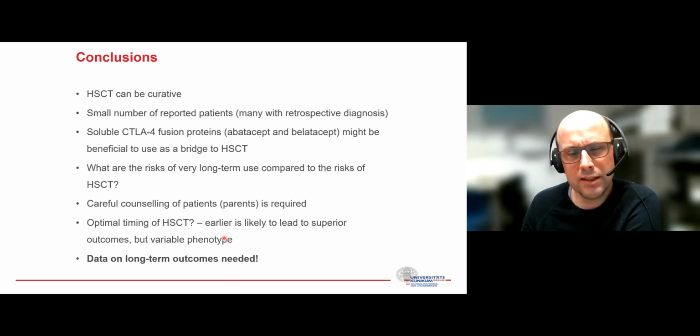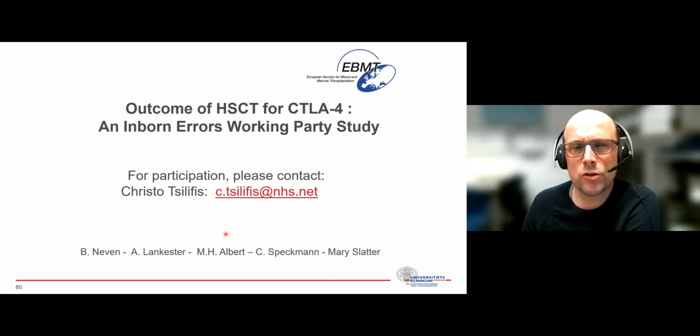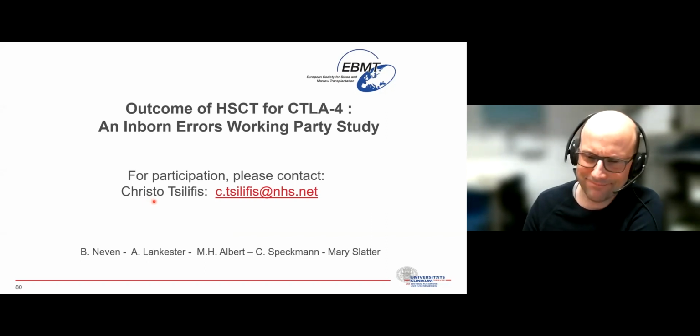Overall, we really need data on the long-term outcome in these patients, and with this, I'd like to point out that there is currently an ongoing outcome study on HSCT for CTLA4 carried out by the Inborn Errors Working Party of EBMT. So if you have patients transplanted for CTLA4, please get in touch with us, send an email to Christo, and we would be very happy to share the CRF and to include your patient in the study. So thank you very much for your attention.